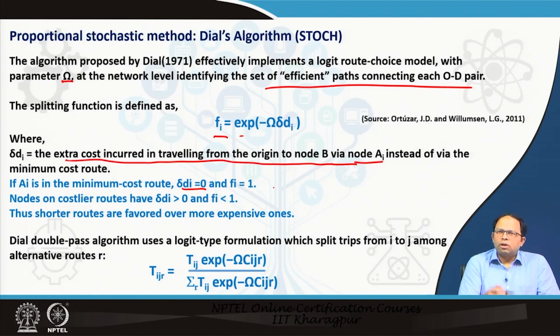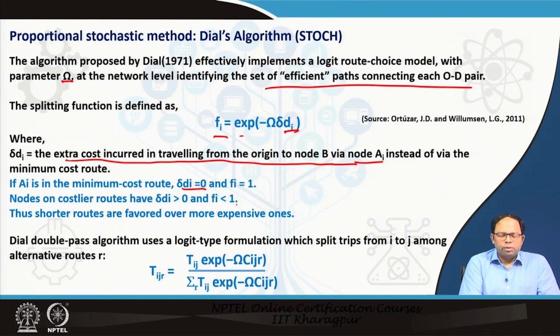to 1. So if it is already on the minimum cost route, then delta di is 0. That means there is no extra cost, and fi is equal to 1. So there is no split. And nodes on costlier routes have delta di greater than 0 and fi lesser than 1. So that means if there is extra cost, then there are multiple routes, and then there is a split. So that's why fi is lesser than 1. Of course, shorter routes are favored over more expensive ones.